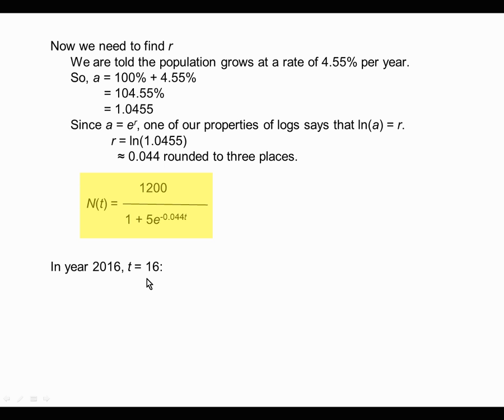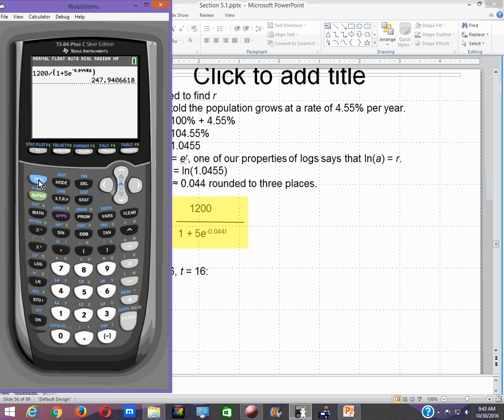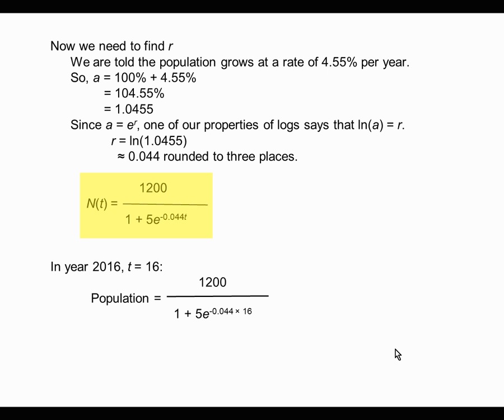So again, in the year 2016, t is 16. Oops, I had the wrong value, 16 instead of 6. So let me see if I can fix that. Let me edit this, second, enter, and go back and change my 6 to a 16. So 1, 6, and now let's enter. So 345.52, so the nearest whole number, 346. So we do that calculation, and we get 346 to the nearest whole number.